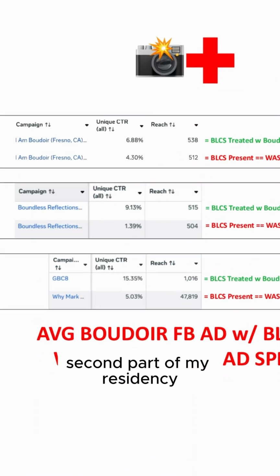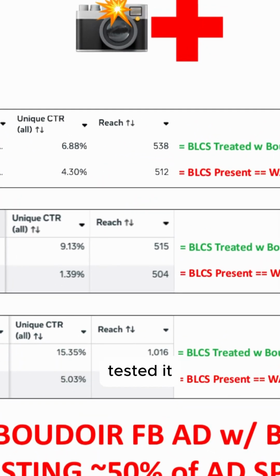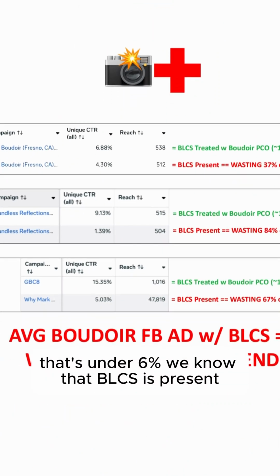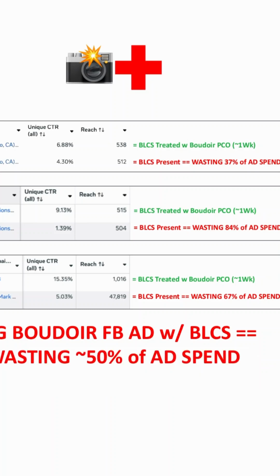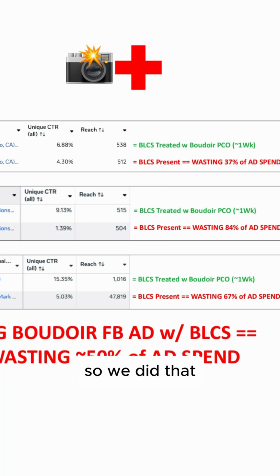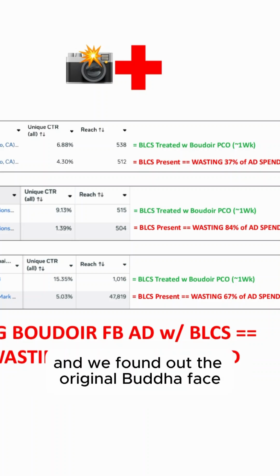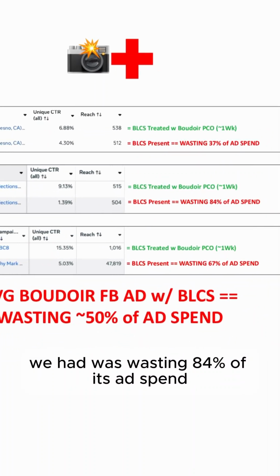Next, second part of my residency, I went out and found a second one, brought it to the hospital, tested it, found its unique CTR all was 1.39%. All right, that's under 6%. We know that BLCS is present. So let's duplicate it and treat it with Boudoir Pico. It takes about a week. So we did that. We got the unique CTR all up to 9.13%. So insanely good. And we found out the original Boudoir Facebook ad is wasting 84% of its ad spend.